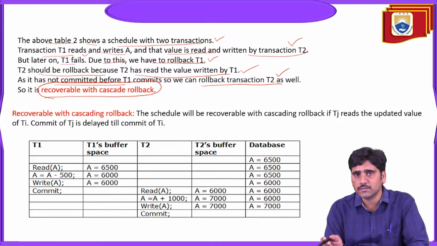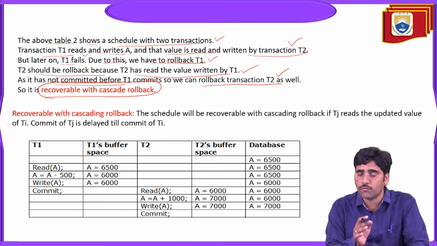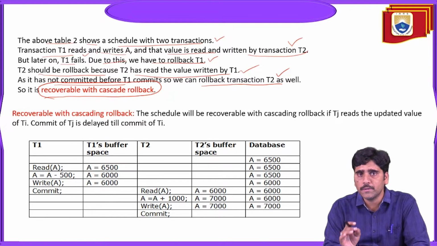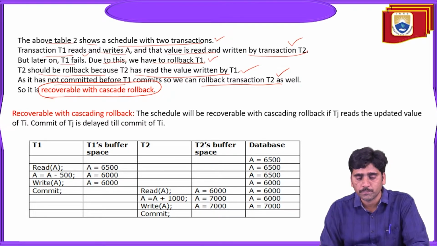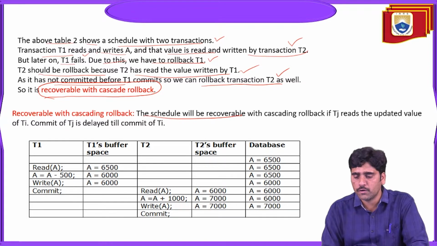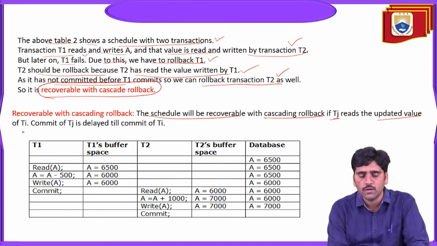That means transaction 2 is going to be rolled back if it is depending upon transaction 1. If you want to recover transaction 2, you have to recover transaction 1 also, because transaction 2 is committed after committing transaction 1. So that is called recoverable with cascade rollback. Here the schedule will be recoverable with cascade rollback if T2 reads the updated value of T1.